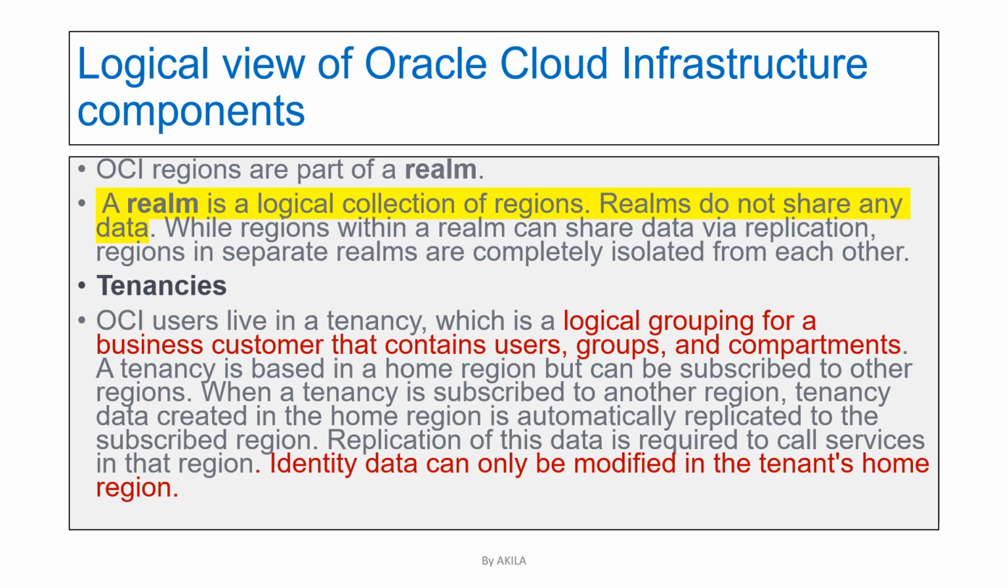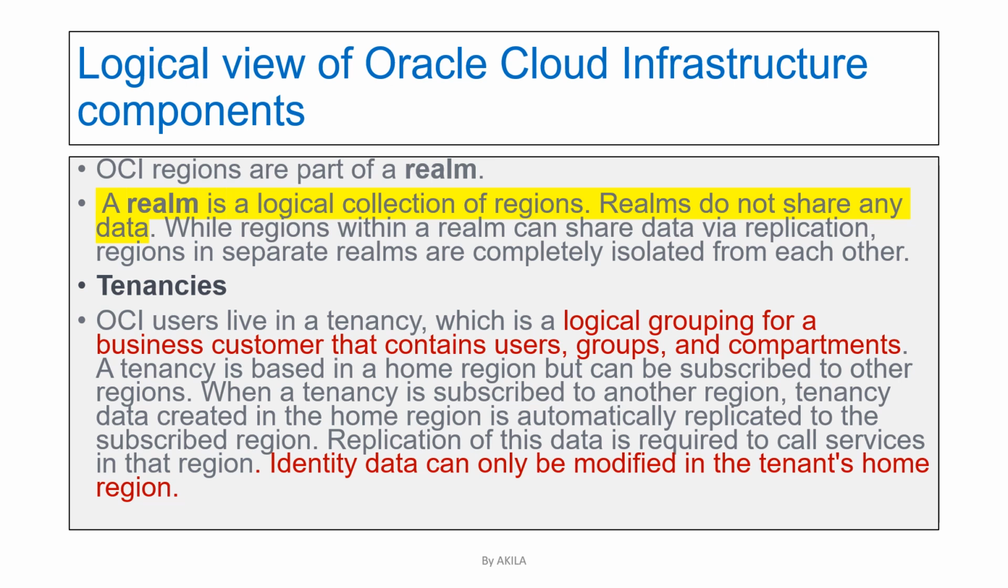And we are moving to our logical view of Oracle Cloud Infrastructure components. So OCA regions are part of a realm. A realm is a logical collection, because everything is not going to appear as physical resources. Everything is a logical collection only. Realms do not share any of the data, while regions within the realm can share. Within the realm, it can share via replication. It can replicate, it cannot change anything. It can duplicate, and regions in separate realms are completely isolated from each other.